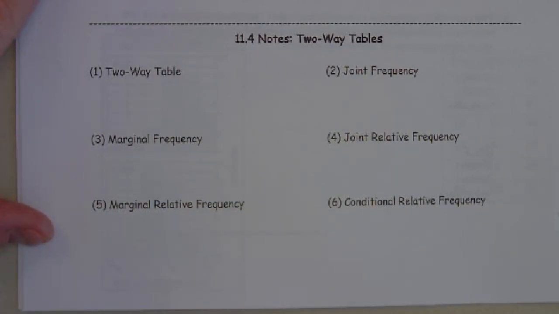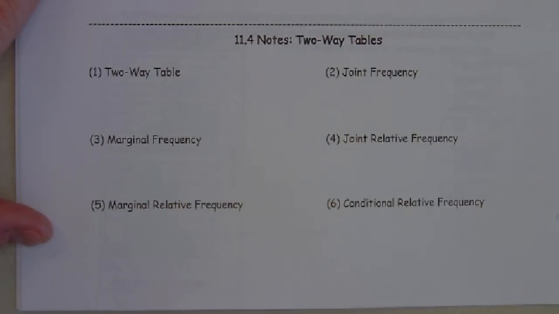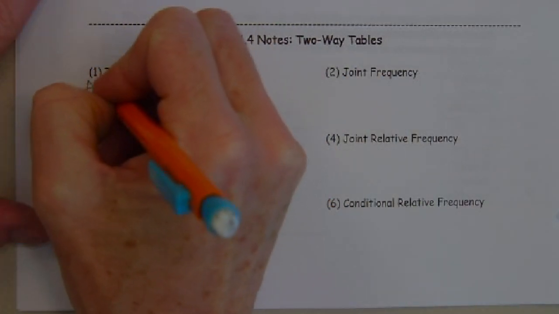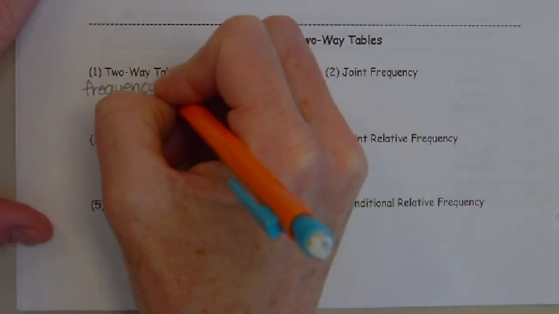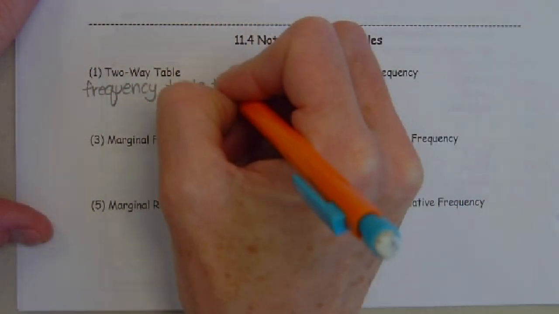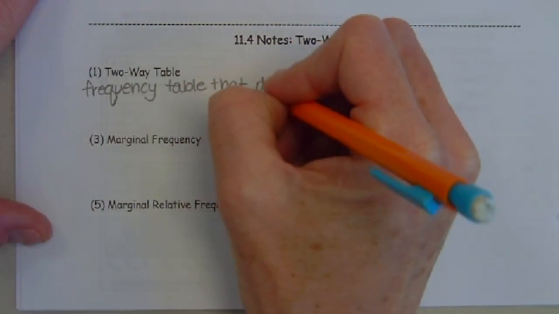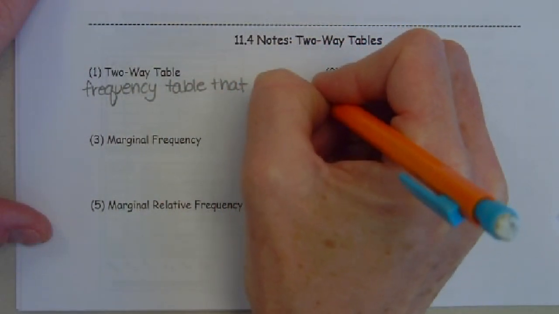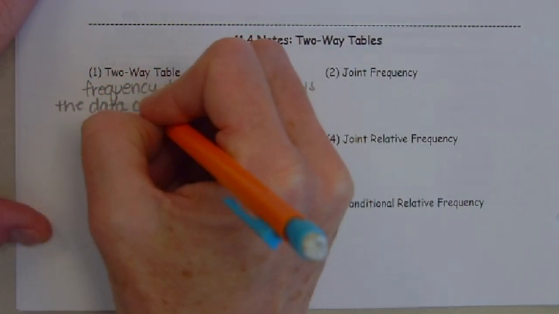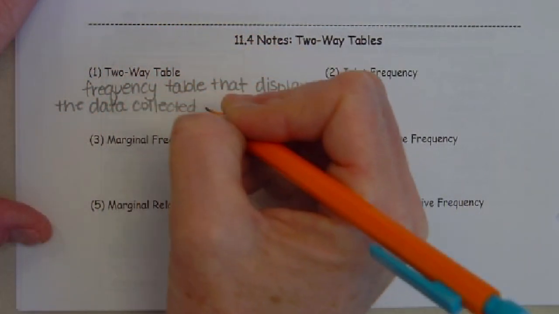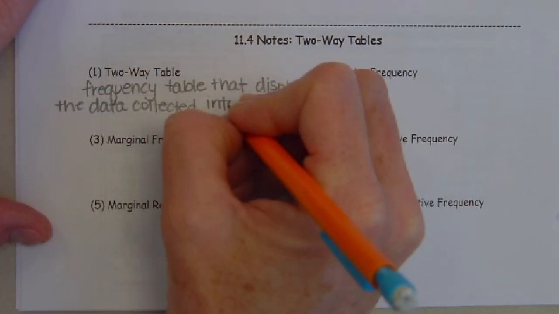Hey guys, today we are going to talk about these things called two-way tables. So a two-way table is a frequency table that displays the data collected into two categories.